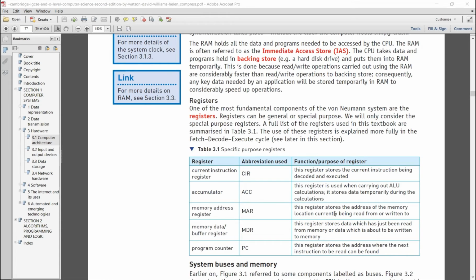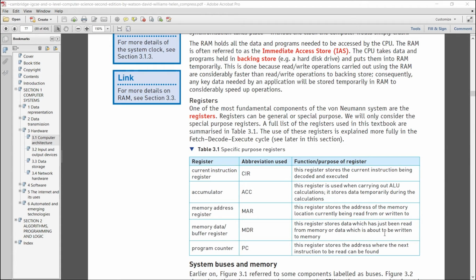Then after that, we are left with MAR and MDR. MAR, as the name implies, is there to store the addresses, and MDR, as the name implies, is there to store the data. So here you can see data is stored in MDR, and which data? The register stores data which has just been read from memory or data which is about to be written to memory. Very simple thing. Just concentrate on the keyword data. Maybe you are reading the data from the memory, or you are writing the data to the memory. They all are held in your MDR.